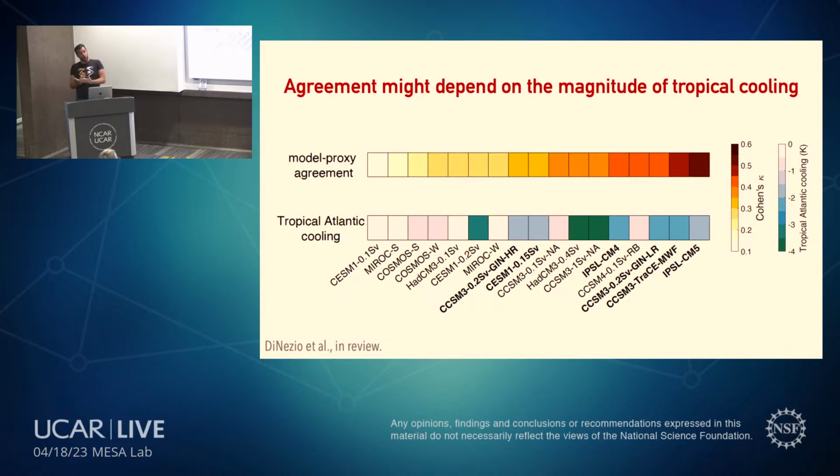Instead, we found some sort of relationship. It's not perfect, with the magnitude of cooling in the tropical Atlantic. So this is the tropical North Atlantic, and I'm going to show you the pattern in a bit. There are departures from this relationship, but all these 5 models that simulate moderate cooling in that region have better agreement. As the models simulate stronger cooling in the high latitudes, the agreement breaks down, but there's a tendency. And I'm going to show you how different these patterns are in the simulations.